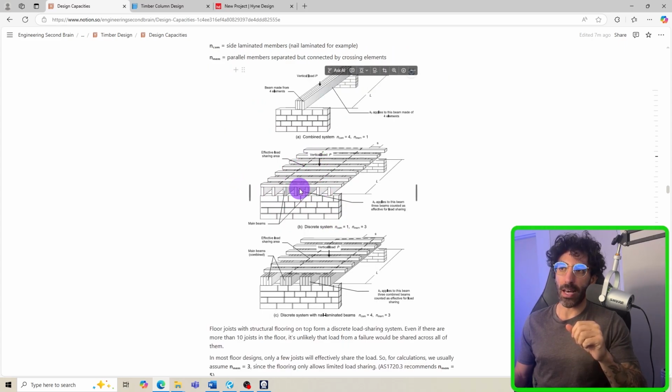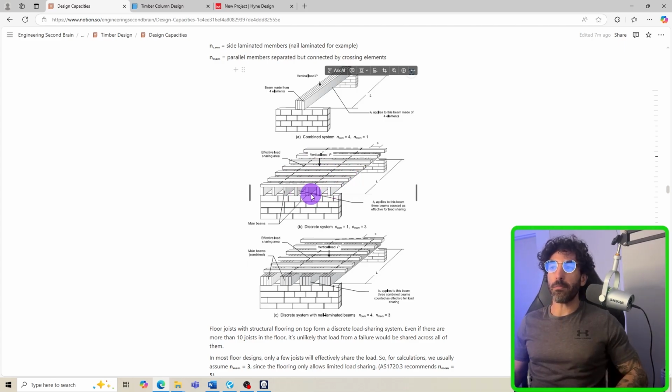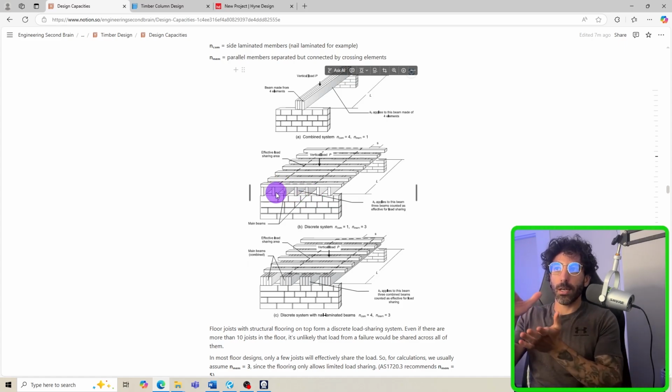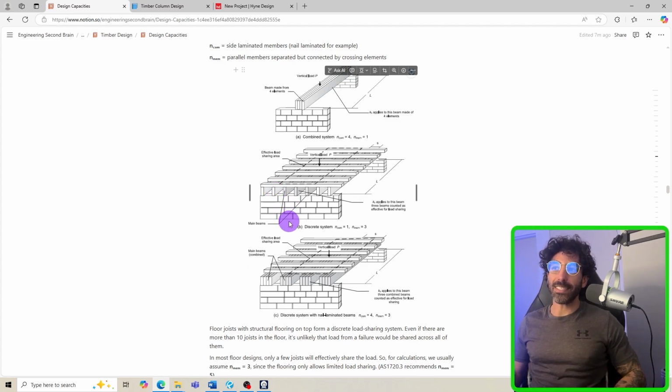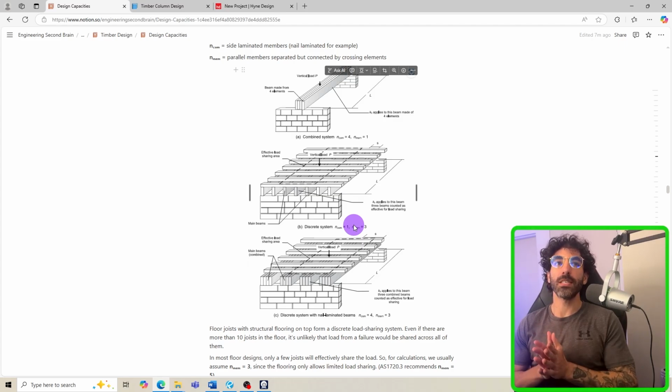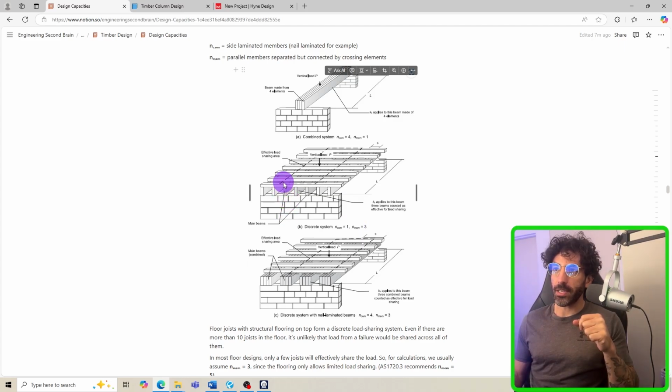K9 also applies to parallel members spaced close to each other and with cross members connecting them together. So you can imagine a bunch of floor joists with the flooring connected at the top of the joists, and we call this a discrete system. And NMEM equals the number of members capable of effectively sharing the loads. So you can see here that there is an effective load sharing area, and that area includes only 1, 2, 3 joists, and that's why NMEM equals 3.